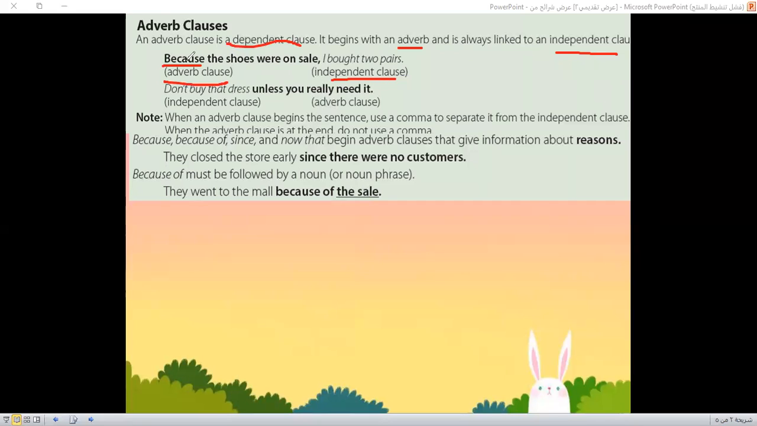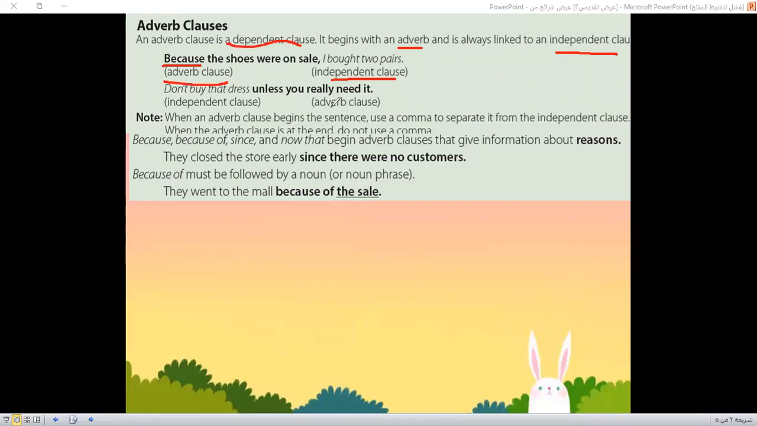But if I said because the shoes were on sale, and stopped, is the sentence complete now? Do you think now if I said because the shoes were on sale, this is a completed sentence? Can I stop here? No, I cannot stop. I should complete the sentence. Because the shoes were on sale, I bought 2 pairs.